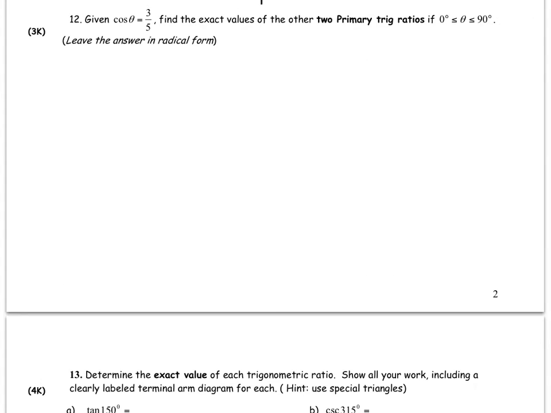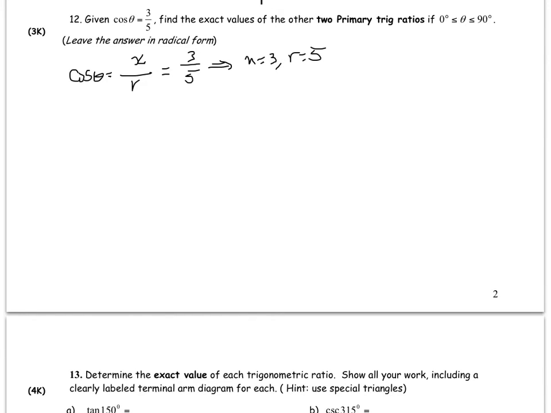The next question says that we know that cos theta is 3 over 5. We're supposed to find the exact values of the other two primary trig ratios, meaning sine and tan. And we know that theta is between 0 and 90. We know by definition cos theta is equal to x over r, so this means that from here x is 3, r is 5.